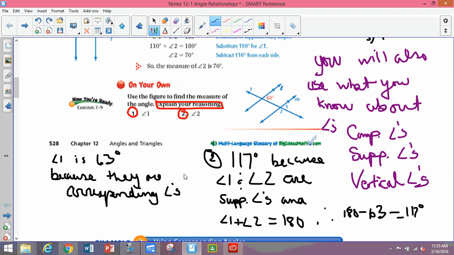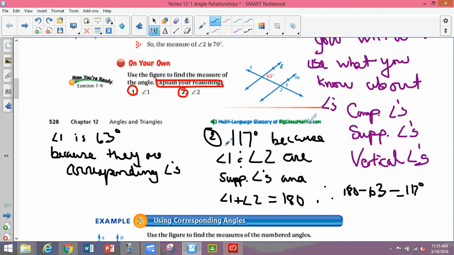That's what you're going to have to do today. Okay? You're going to have to tell me a measurement, and you're going to have to be able to tell me why. And you don't have to write all of this out. You just have to say that angle 2 is 117 degrees because they're supplementary angles. 1 and 2 are supplementary angles. That's what you have to do. And you should identify the angle. You don't have to show anything beyond that. The addition and subtraction, you don't have to show that. You can do that in your calculator.